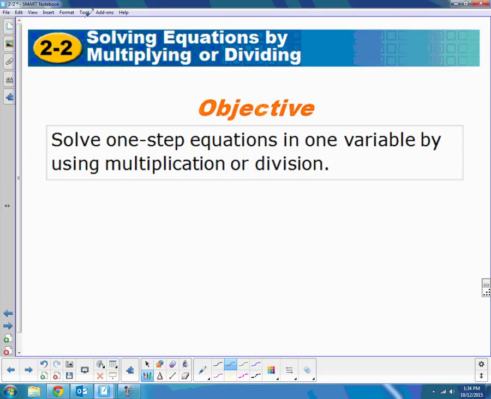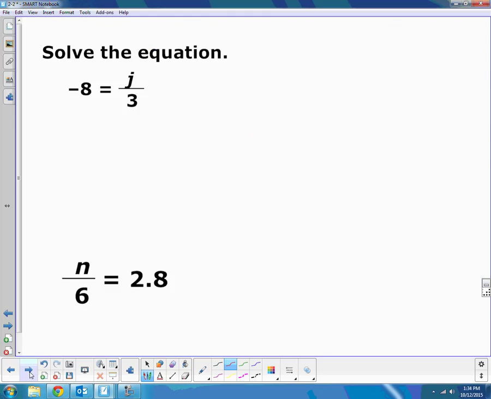We were looking at solving equations with adding or subtracting. Now we're looking at solving equations with multiplying and dividing. Similar idea. I have to forgive my voice, I'm losing it. Similar idea if we're multiplying and dividing. So we have a problem: -8 equals j divided by 3.